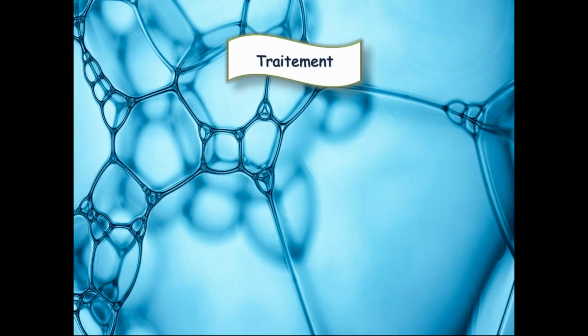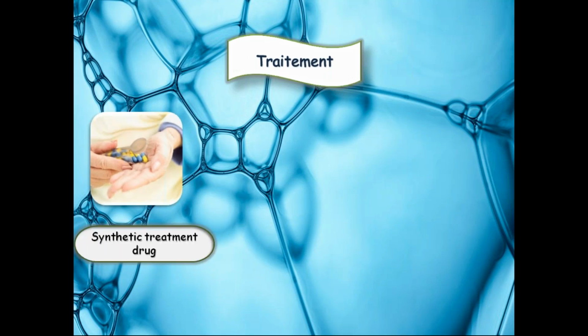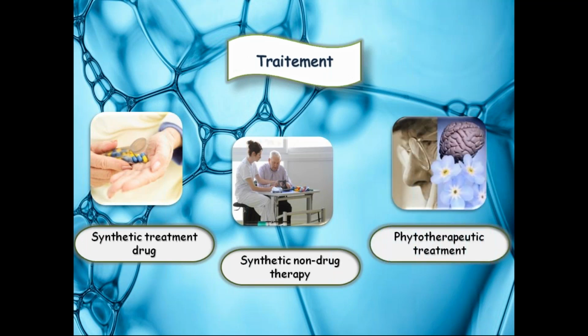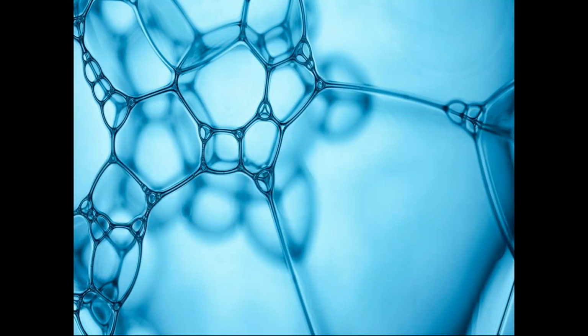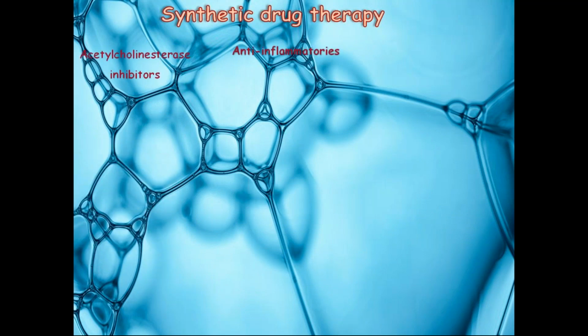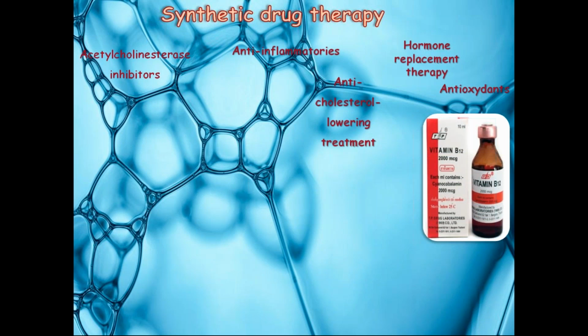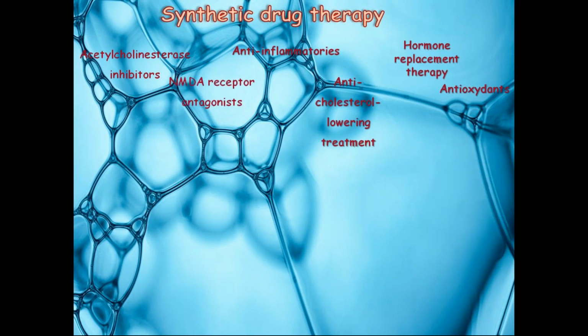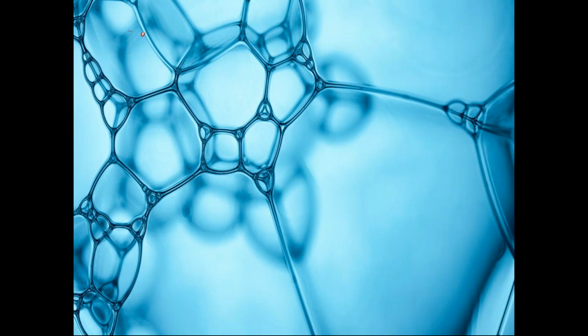Okay, what about the treatment? About the treatment, we have synthetic treatment, and we have synthetic drug treatment. We have synthetic non-drug therapy, and we have phytotherapeutic treatment. Okay, now if you see about the drugs, we have acetylcholinesterase inhibitors, anti-inflammatories. We have other antioxidants such as vitamin B12 and, for example, folic acid. These are the different drugs or synthetic drugs to treat the problem of Alzheimer's disease.